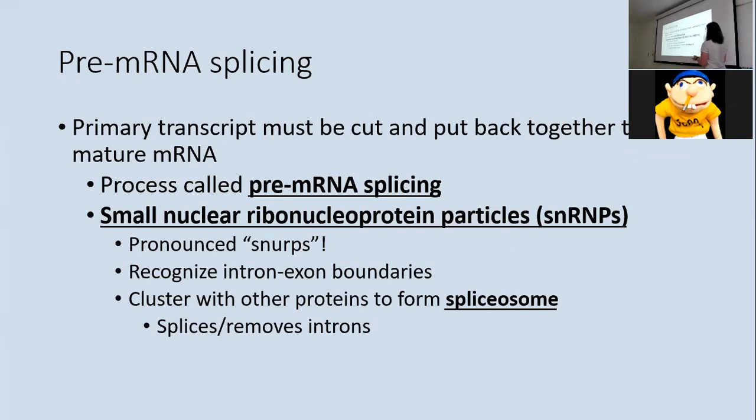And this is done by small nuclear ribonucleoprotein particles that help us, which are called SNRPs. No lie, some scientists decided these are SNRPs, right? And a SNRP can recognize the boundary between a piece of coding mRNA and non-coding mRNA, so where the intron meets the exon, right? They find that, they cluster there, and a cluster of SNRPs is called a spliceosome. This just sounds like I'm making up words, right? Which splices and removes the introns.